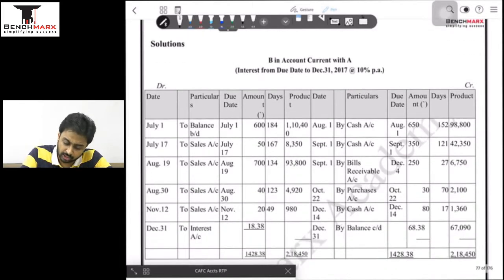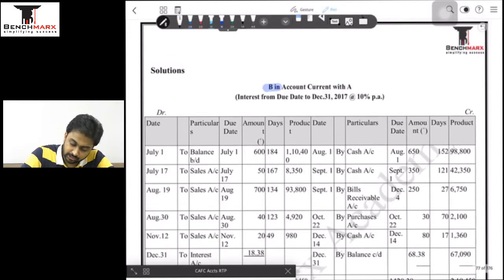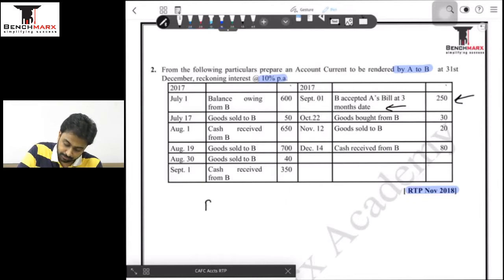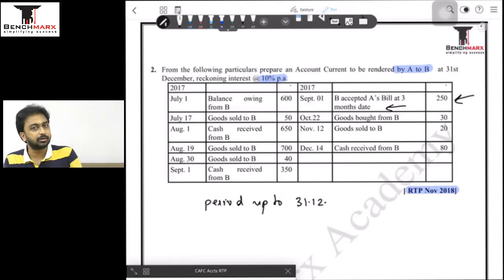It is B in account current with A. That means it is B account, and it is books of A. So I'll just write this down as well. Books of A. So let us start with the transactions. We normally start from the opening balances. What is your period? 31st December. So the period is up to 31 December. The date is not mentioned, so we'll assume a non-leap year as usual.